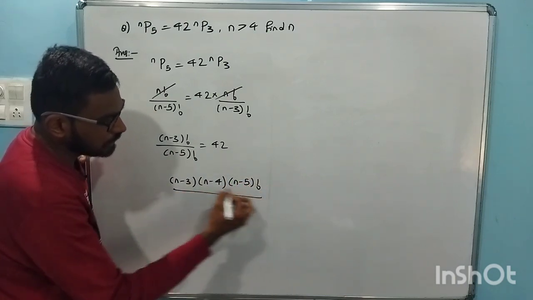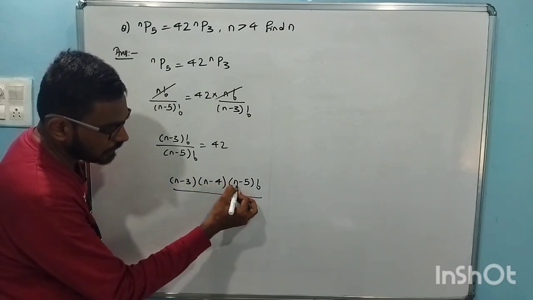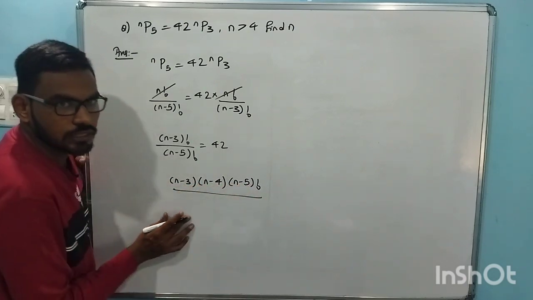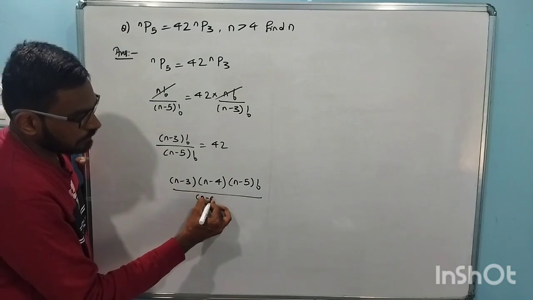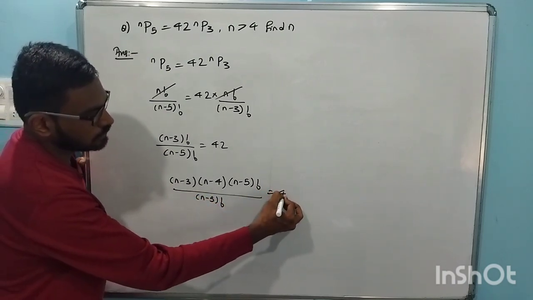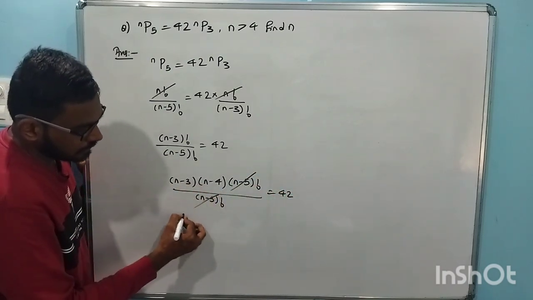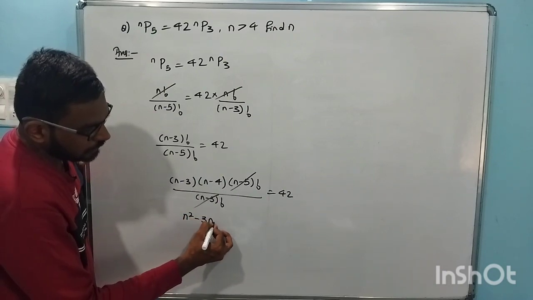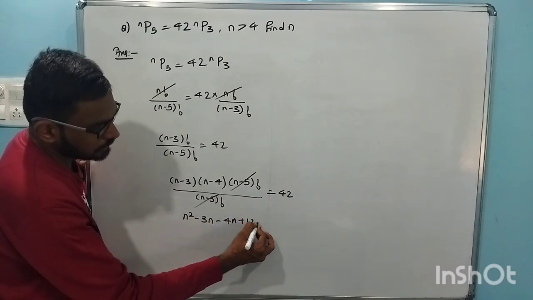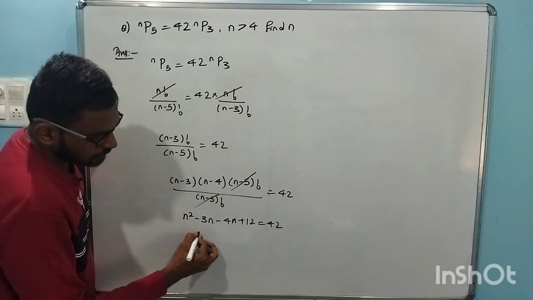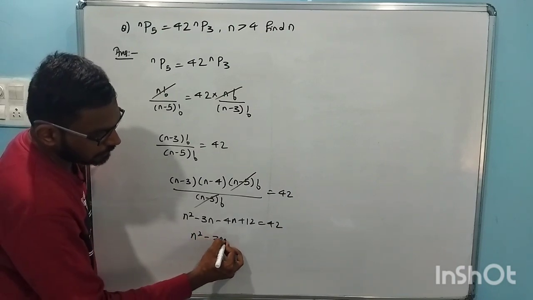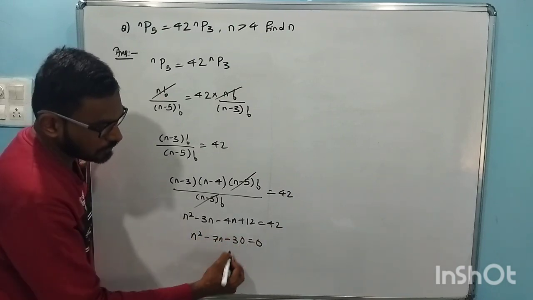Okay, after n minus 3, n minus 4 will come. After that, n minus 5 will come in this arrangement. And (n minus 5) factorial is equal to 42. This cuts, and this is n square minus 3n minus 4n plus 12 is equal to 42. So n square minus 7n minus 30 is equal to 0.